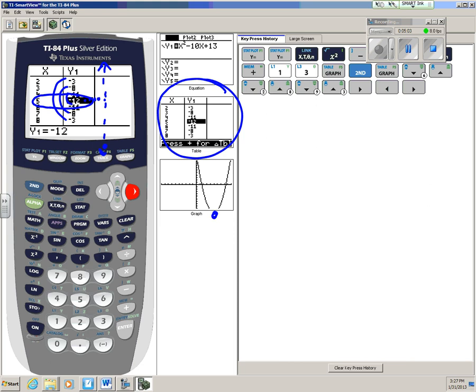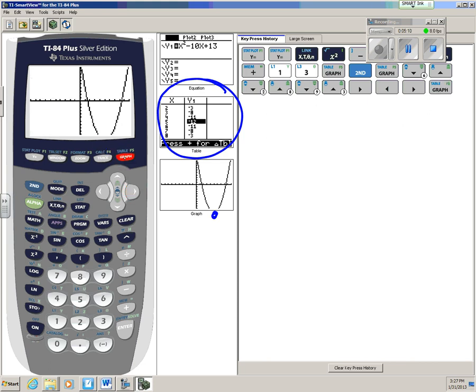The axis of symmetry, again, is the number that goes through that x coordinate, and your range all depends on your y value. The y value you know is negative 12, and all the numbers on either side of negative 12 are greater than or equal to it.